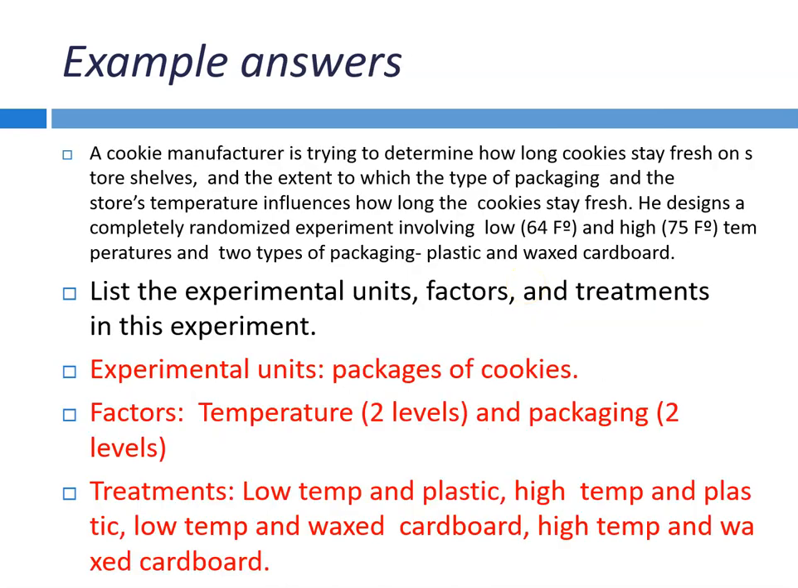Okay, our experimental units are the packages of cookies. Notice I didn't just say cookies or packages, it's the packages of cookies that I'm experimenting on. The factors here are going to be the temperature and the packaging, right? That's what's going to change. And we have 2 levels for each of those. And then our treatments, there's going to be 4 treatments: low temperature with plastic, high temperature with plastic, low temperature with waxed cardboard, and high temperature with waxed cardboard.